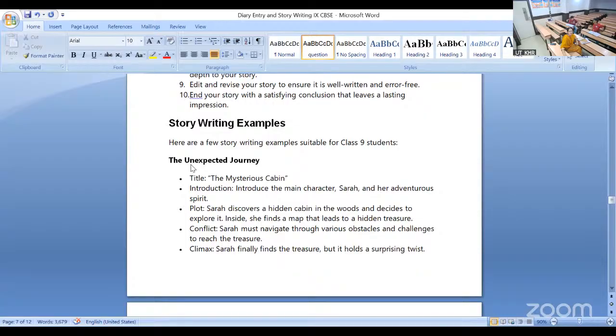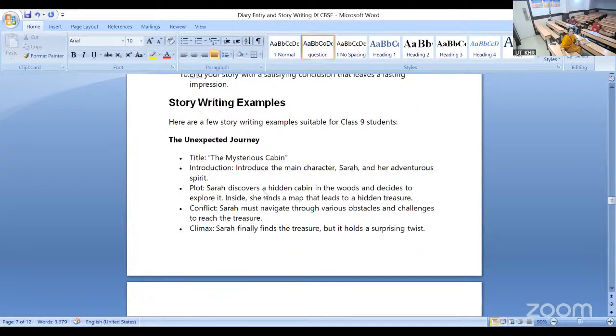अच्छा. And here are a few story writing examples suitable for class 9 students. The unexpected journey. Title: The Mysterious Cabin. Introduction. So, The Mysterious Cabin है. आपको बोला है unexpected journey के ऊपर बेस करके एक story. This is not the title. What is your title? The Mysterious Cabin. Because we are talking about a cabin. So what is unexpected here? Write a story based on the theme, the unexpected journey.